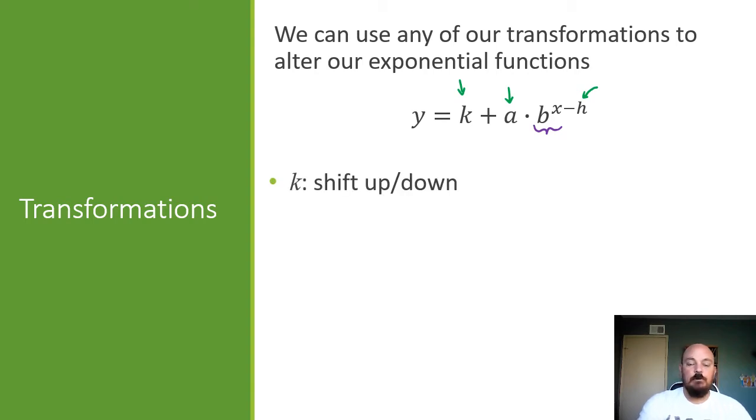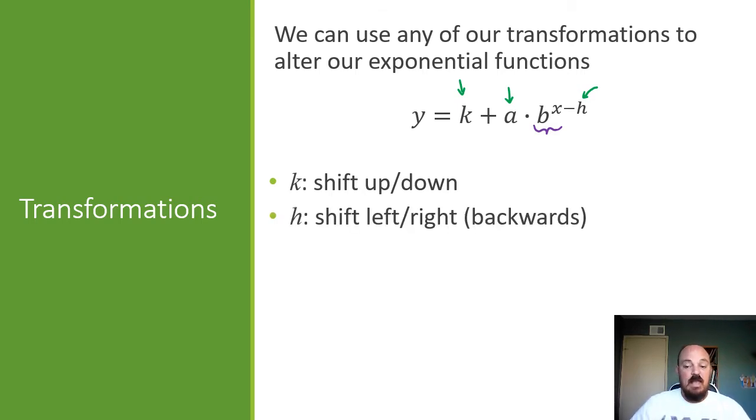But basically, in order, kind of from left to right, the k is a shift up or down. It's just going to take that graph and slide it up or down, depending on whether it's positive or negative. The h is a shift left or right, and I put in parentheses it's backwards. So remember, it's the opposite of what you'd think. If it's x plus some number, it actually shifts to the left, and if it's x minus some number, it shifts to the right.